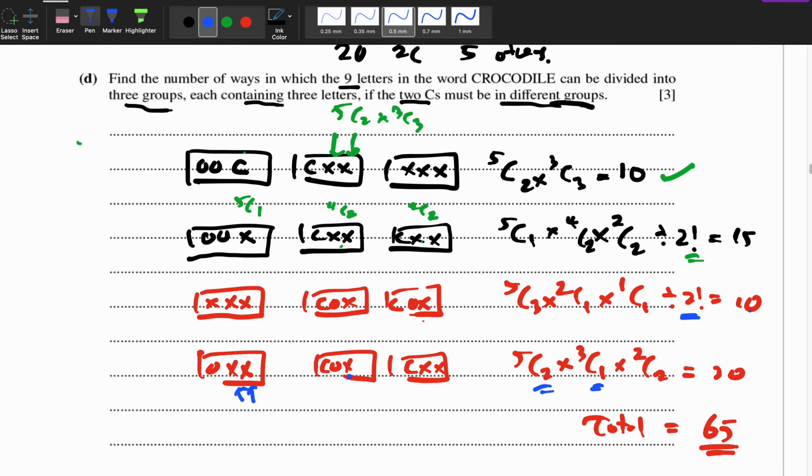So the sum of all this value is going to be, okay, 65. Let's check again. 10, 15, 25, 35. So this is 30. So altogether is 65. Okay, thank you.